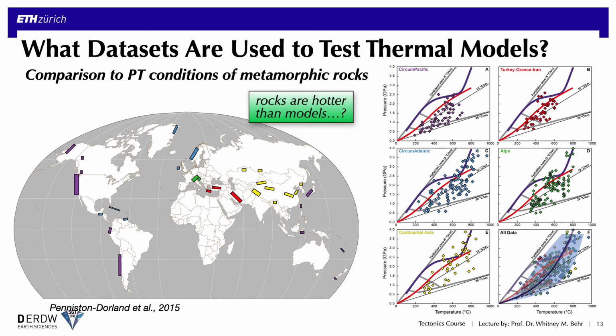The red and purple curves on the right image are subduction zone thermal models. And so this paper actually argued, in fact, that most rocks show higher slab surface temperatures than predicted by the models. And this has stoked some debate in the community as to whether we need to tweak the models to fix this, or whether there's some bias in the rocks that end up exhumed to the surface.